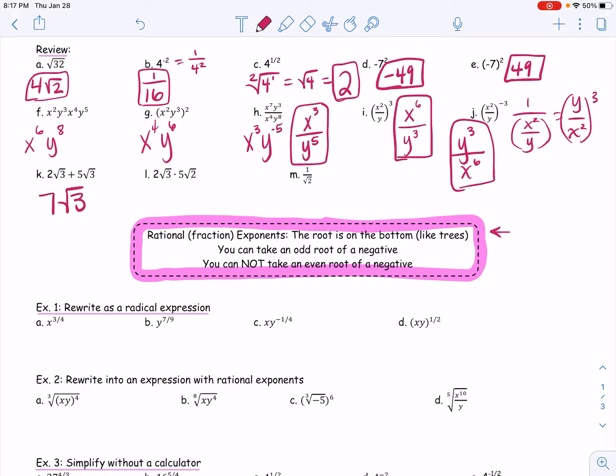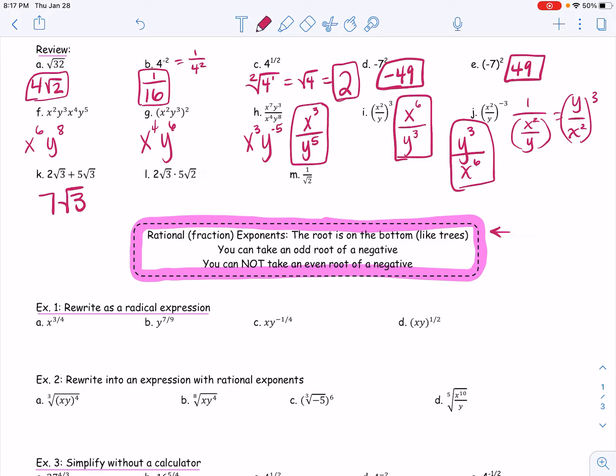We do not add what's underneath those radicals. That's for adding and subtracting. They have to be like. So I could not have done something like 2 radical 3 plus 5 radical 2. That would not get me 7 radical whatever. This would be my final answer because those radicals are not the same.